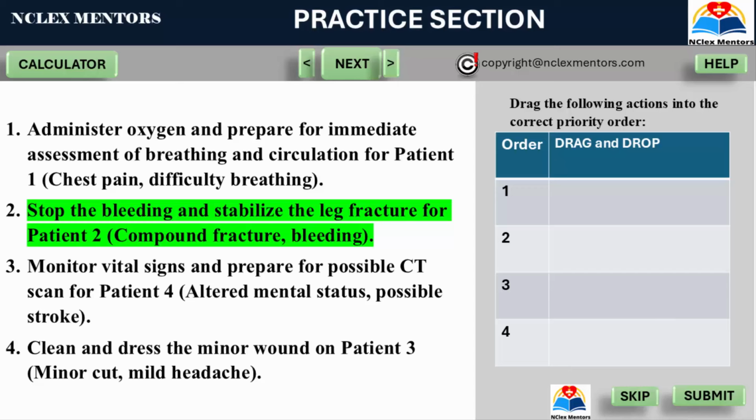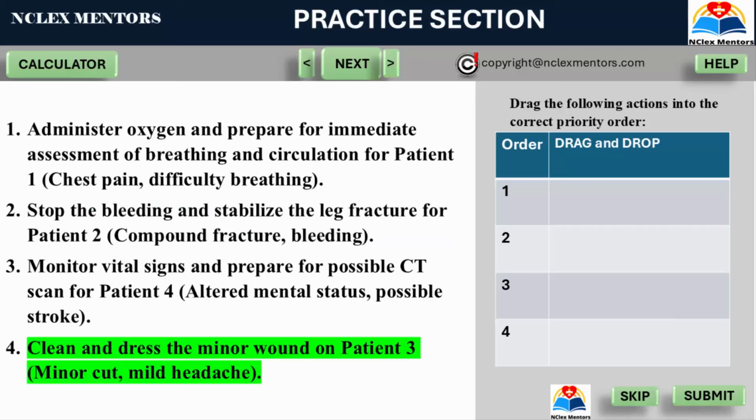This action aligns with Maslow's hierarchy of needs, specifically safety and physiological needs. Once the bleeding is controlled, fracture care can proceed, but it doesn't carry the same immediate urgency as the other patients with life-threatening conditions. Last priority, patient 3.